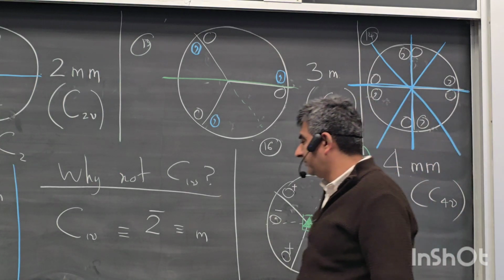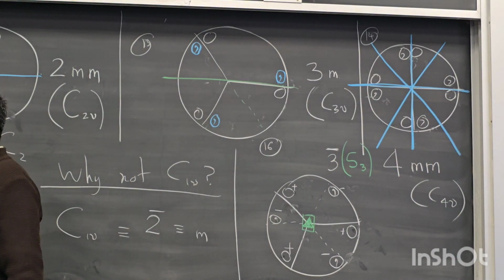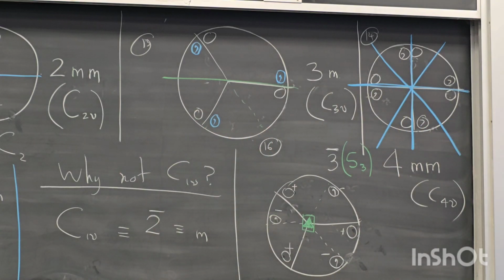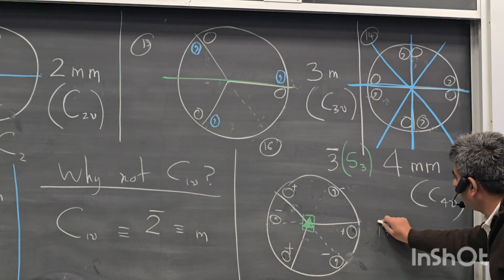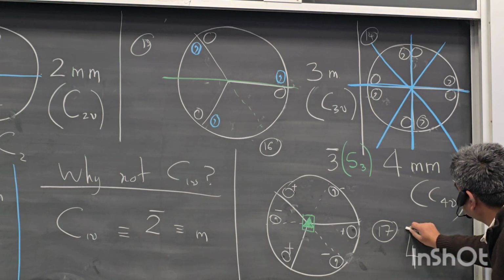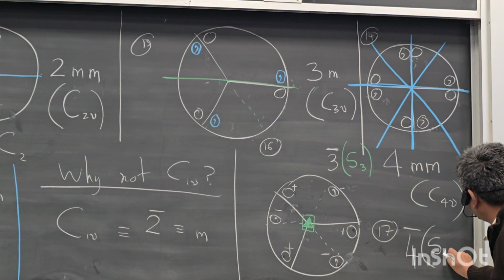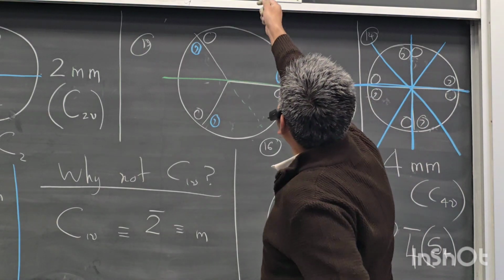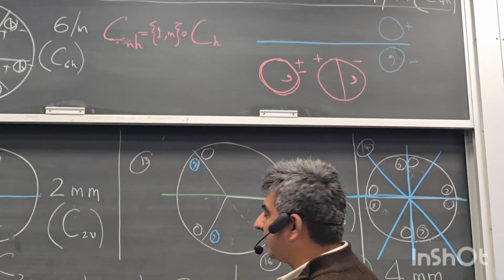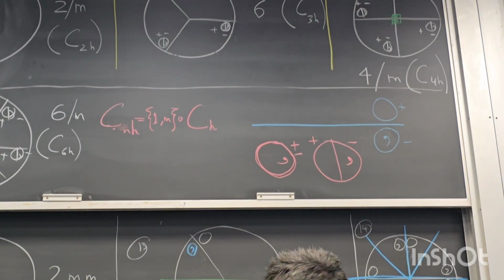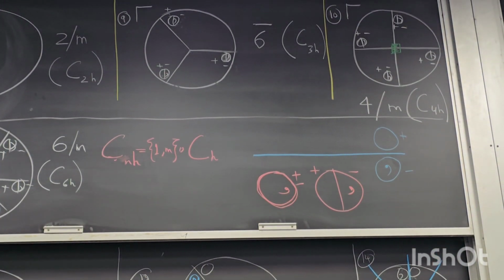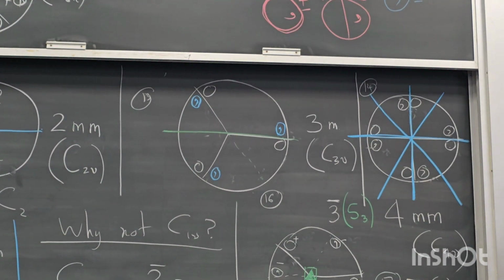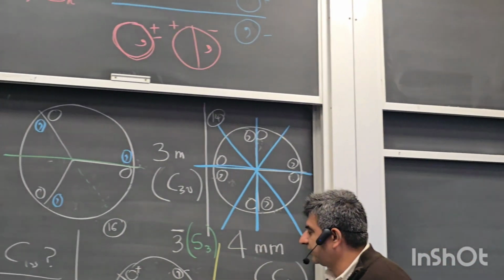I can also have 4-bar. Good. So group number 17 will be 4-bar or symbol S4. 6-bar we've already covered. That's just over there, C3H. 1-bar we've already covered, 2-bar we've already covered. So now we have constructed 17 of the 32 point groups. That's quite an amazing feat in my opinion. And we've done this really systematically.